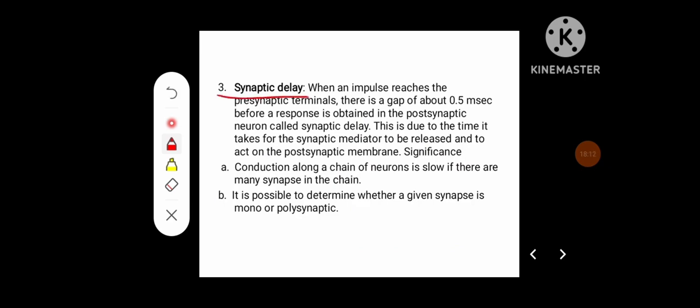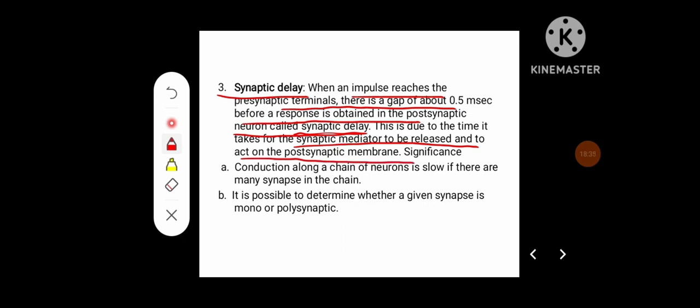Then another property is synaptic delay. When an impulse reaches the presynaptic terminus, there is a gap of about 0.5 milliseconds before a response is obtained in the postsynaptic neuron, which is called synaptic delay. This is due to the time taken for synaptic mediator to be released and to act on the postsynaptic membrane.